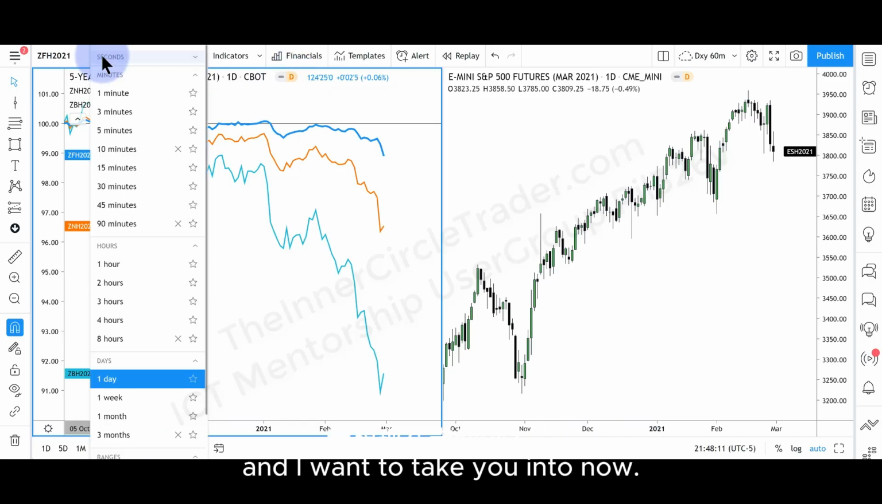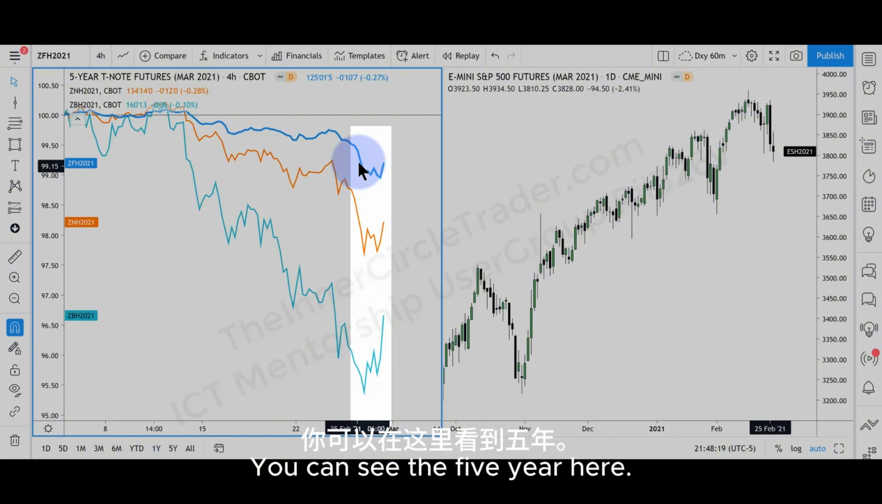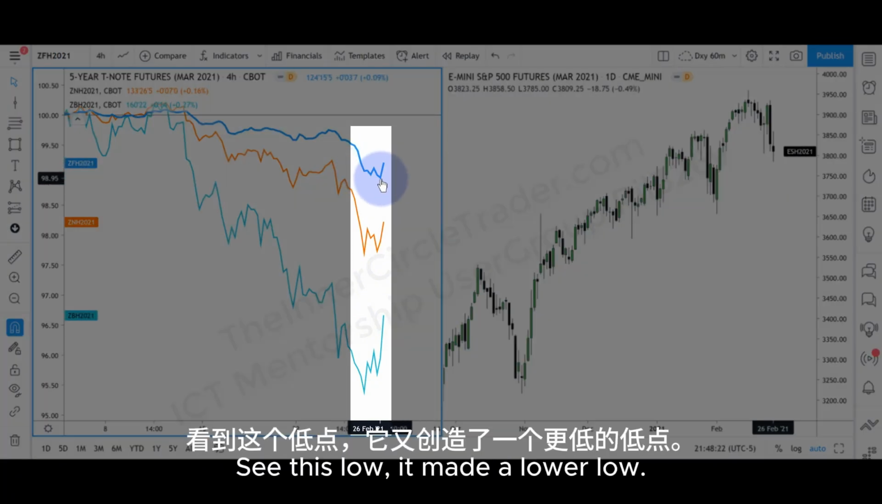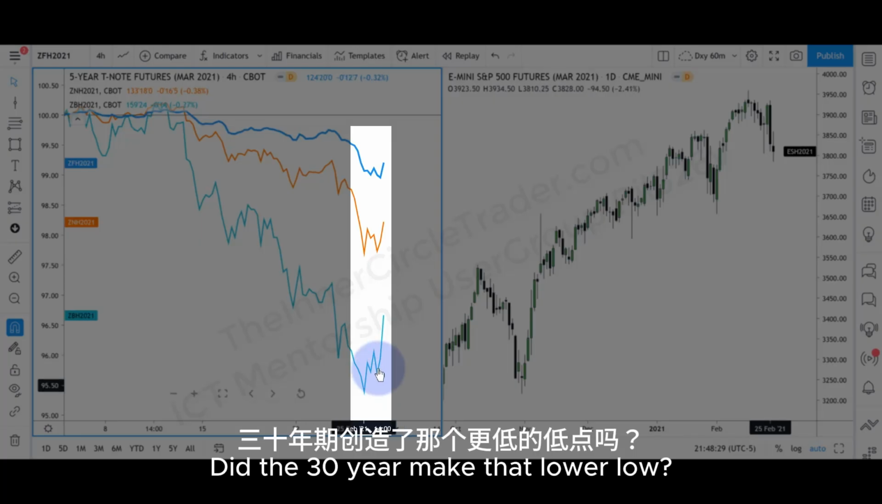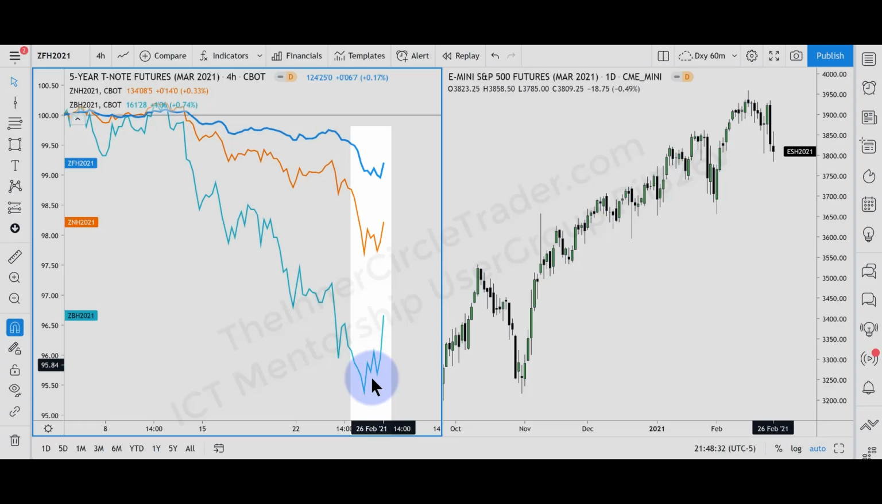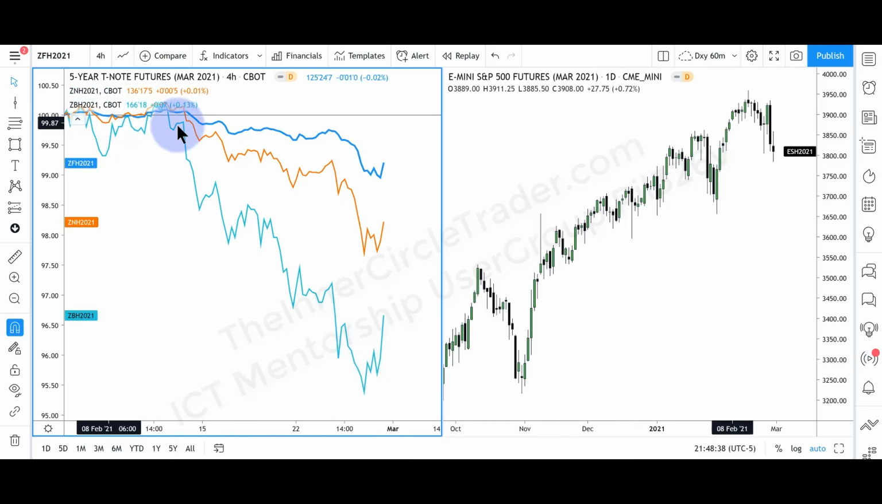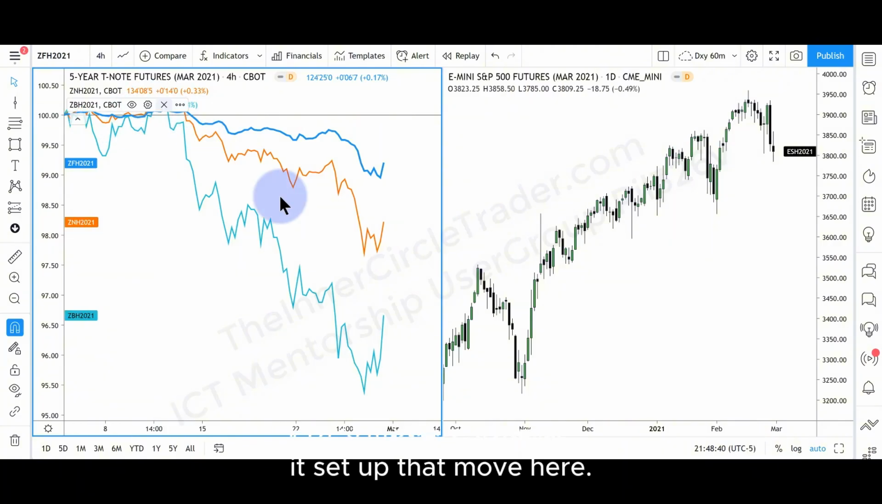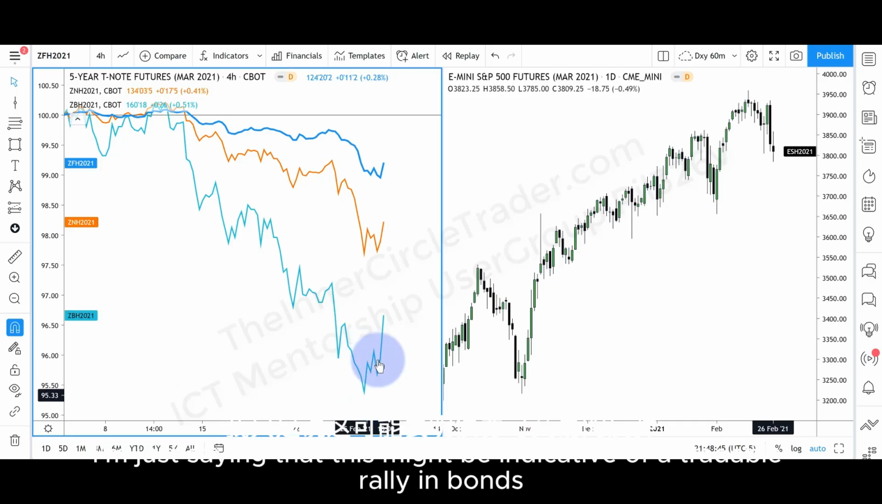And I want to take you into now, we'll go into a 4-hour chart first. That's probably all we need now. You can see the 5-year here. See this low? It made a lower low. You see that? Did the 10-year make that lower low? No. Did the 30-year make that lower low? No. So it's diverging opposite to what I showed you back in October and November. So that big divergence back here, it set up that move here. Now, I'm not saying this is the low of bonds. I'm just saying that this might be indicative of a tradable rally in bonds.